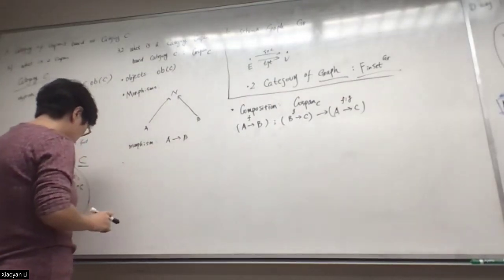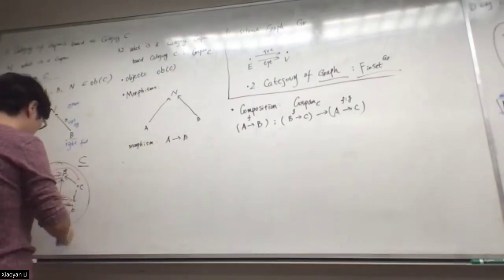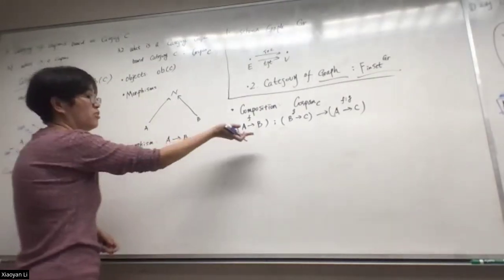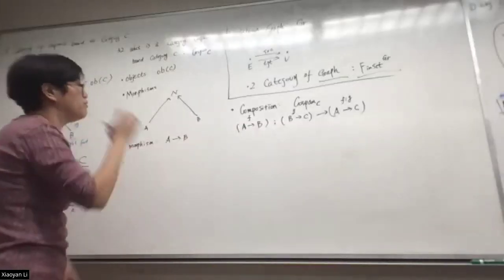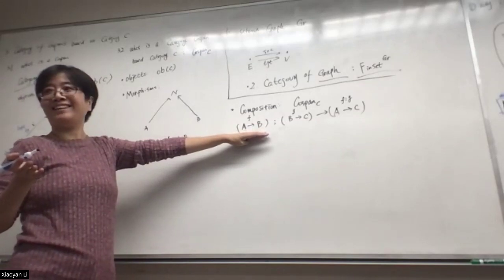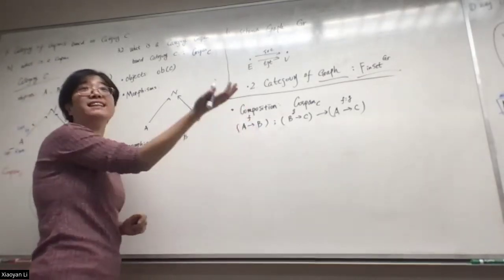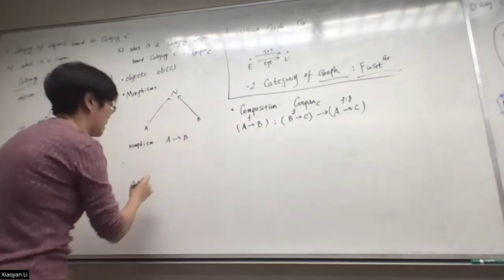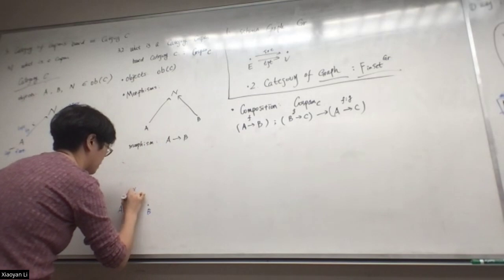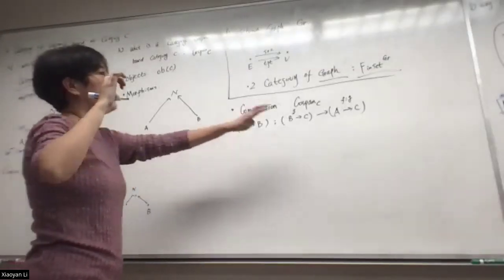Then what is the composition structure in the category Cospan C? Let's write down the morphism F first. Can anyone tell me what this morphism is? A to N. So it's a Cospan, right? Yes. Maybe I can say the apex is N. So this is A, B. This is the morphism from A to B in category Cospan C.